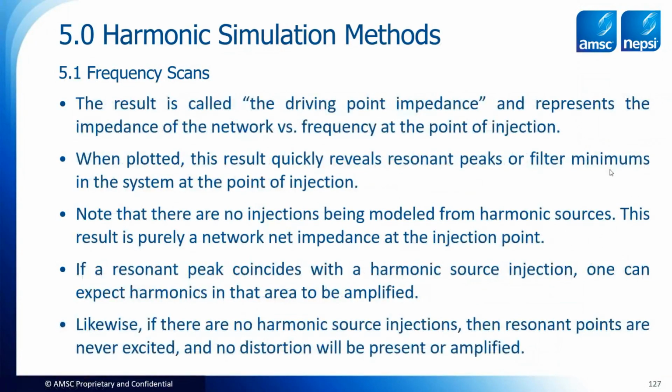The result's called the driving point impedance and represents the impedance of the network versus frequency at that point of injection. When plotted, it helps us quickly determine where resonant peaks or filter minimums are at that point of injection. Again, there's no other injections being modeled from any harmonic sources. This is purely a network impedance condition. If a resonant peak coincides with a harmonic source injection, then one can expect harmonics in that area to be amplified.